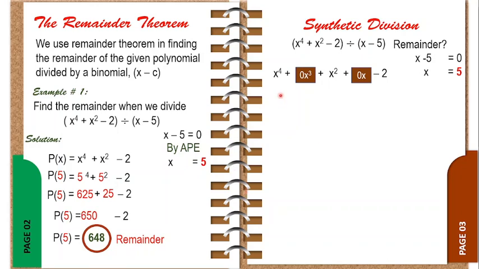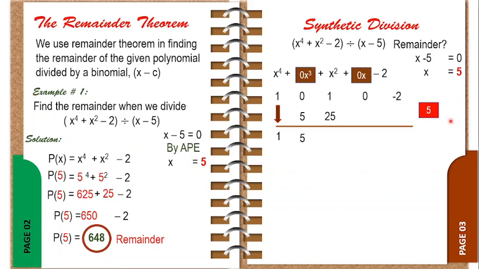Then bring down all the coefficients of the given expression. The coefficient of x to the 4th is 1. Then the coefficient of x cubed is 0. The coefficient of x squared is 1. The coefficient of 0x is 0. And then the constant term is negative 2. Our multiplier is 5. Then, bring down the first term, 1, on the third row. All the numbers on the third row will be multiplied by our multiplier 5. So 1 times 5 is 5. The first and the second row will be added. 0 plus 5 is 5.